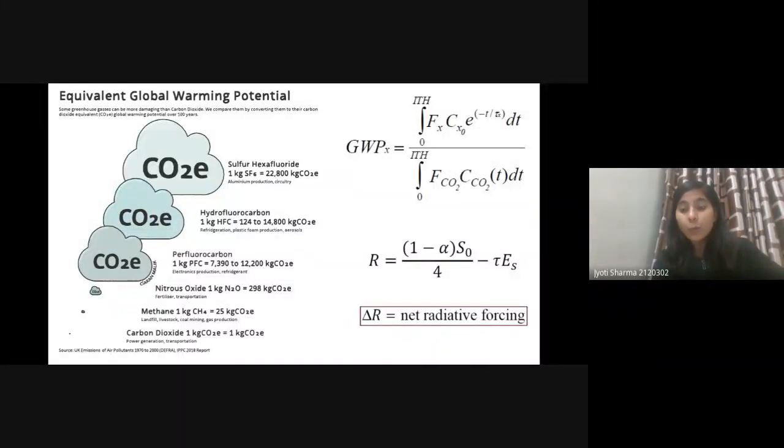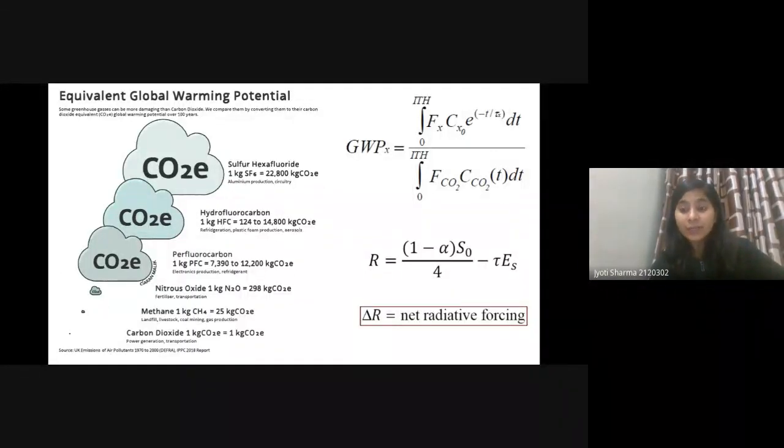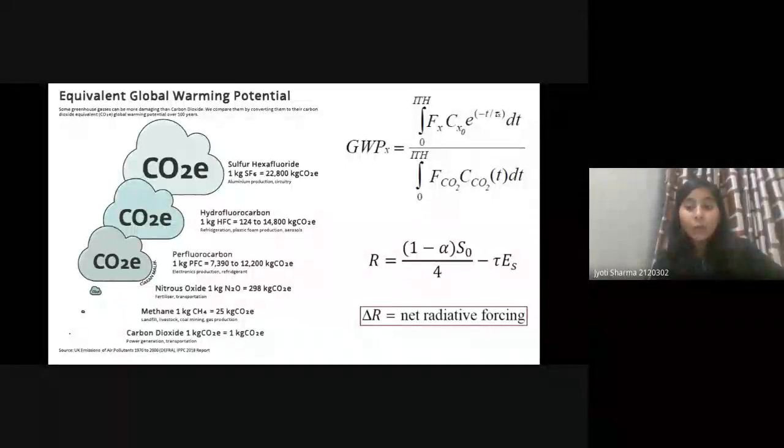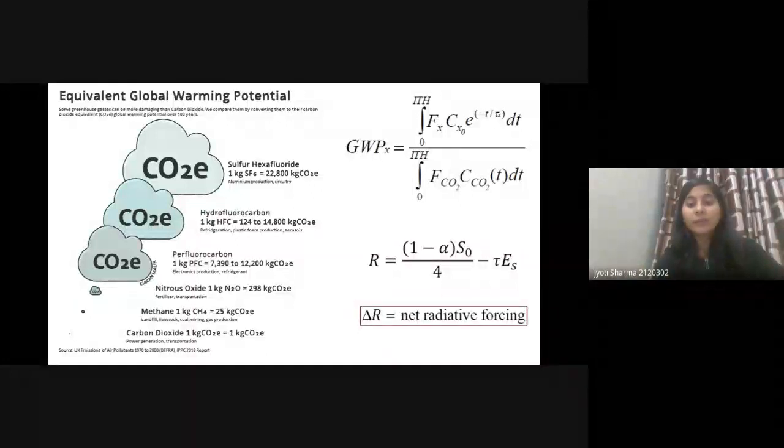But if it is 1 kg of methane, then it is equal to 25 kg carbon dioxide equivalent. If it is 1 kg of nitrous oxide, then it will be equal to 298 kg carbon dioxide equivalent. So this is showing you how powerful it is with respect to carbon dioxide, how powerful these gases are at absorbing the long wave radiation and giving you the warming effect.